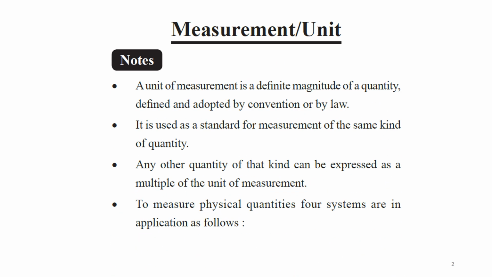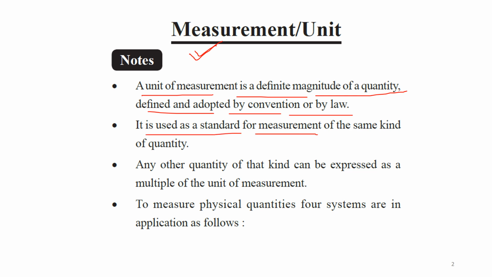See, there is some note related to measurement and unit. Unit of measurement is defined as the magnitude of a quantity defined and adopted by convention or by law. It is used as a standard for measurement of the same kind of quantity. ठीक है, ये यूज होता है जो भी क्वांटिटीज होती है उसको मेजर करने के लिए. जैसे लेंथ को हम लोग मीटर से मेज़र करते हैं, या फिर वेट को केजी से, किलोग्राम से या ग्राम से मेज़र करते हैं. टाइम को सेकंड से मेज़र करते हैं.